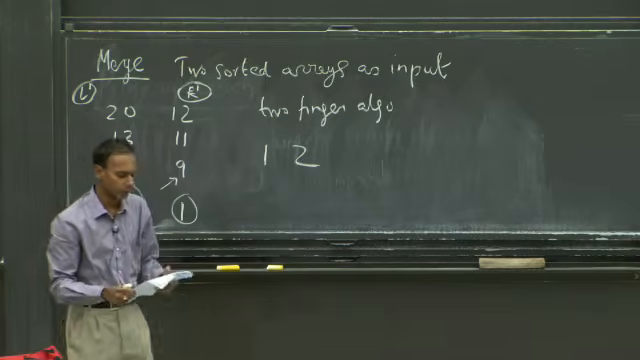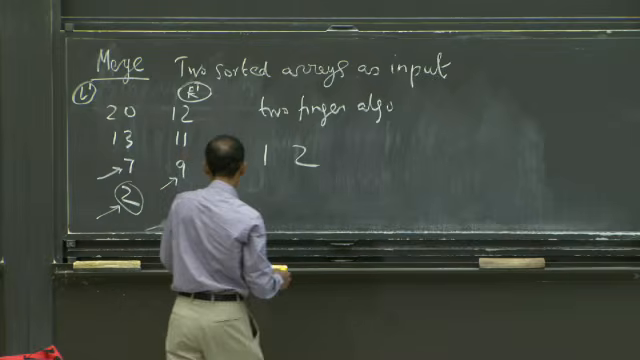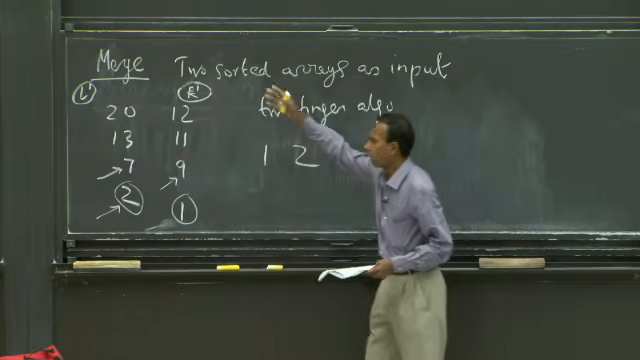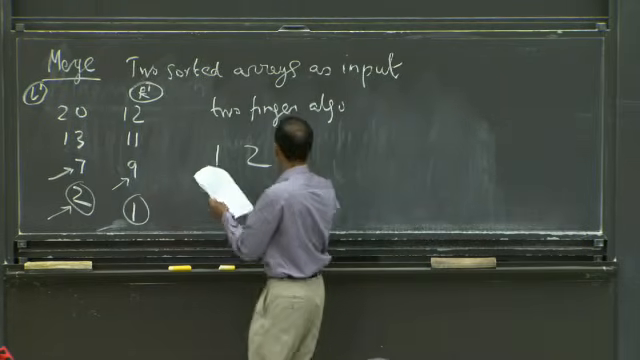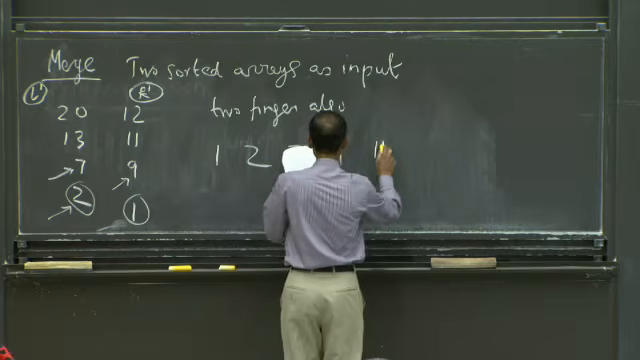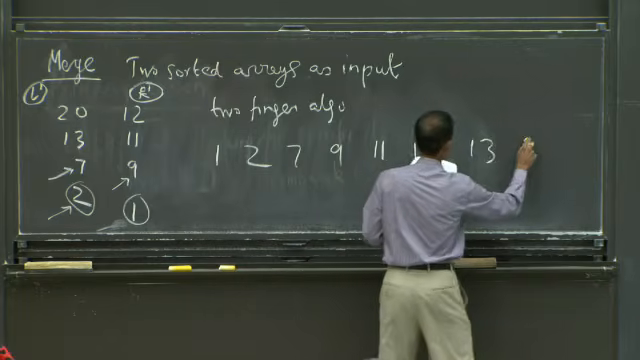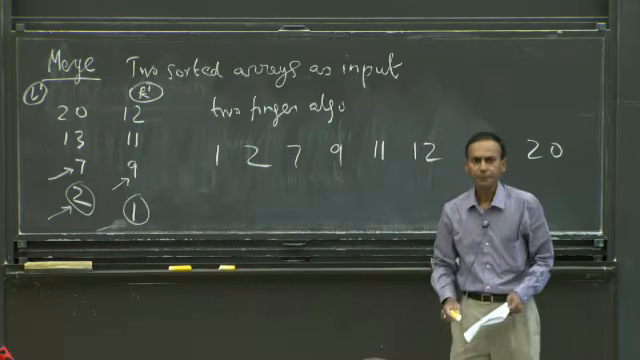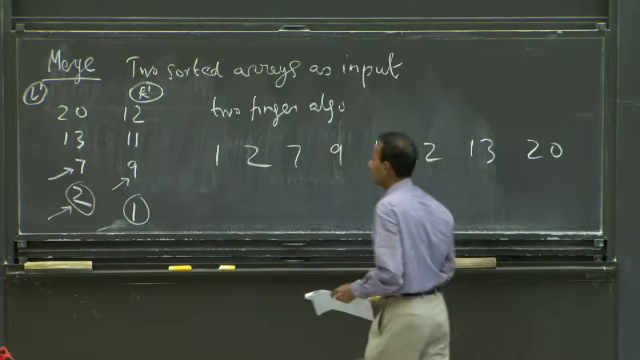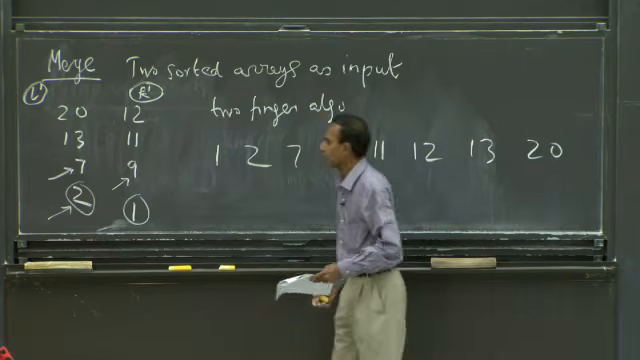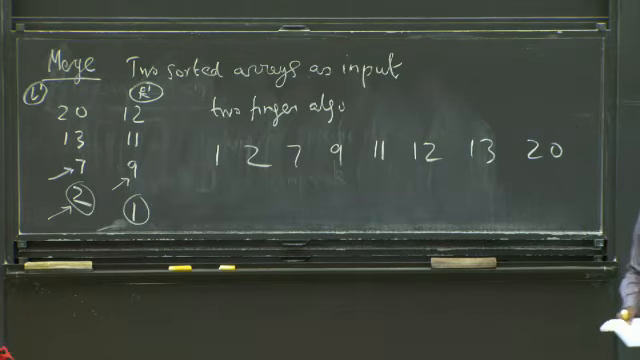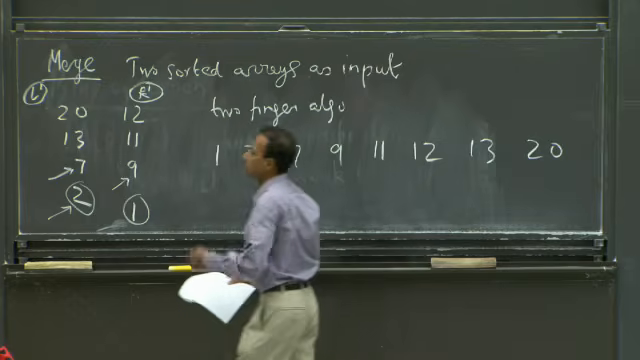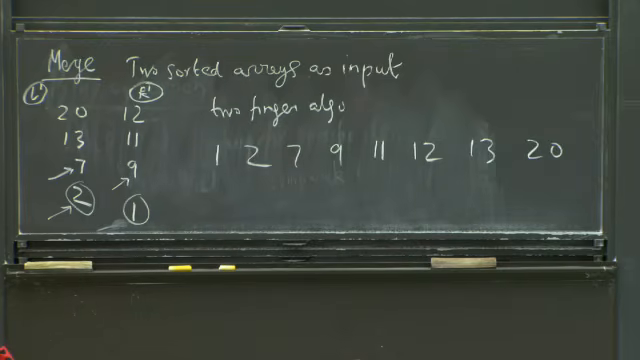I won't bore you with the rest of the steps. It's essentially walking up these two arrays with a couple of pointers, and you're writing down 1, 2, 7, 9, 11, 12, 13, 20. Okay? And that's your merge routine. All of the work, really, is done in the merge routine, because other than that, the body is simply a recursive call. I mean, you have to obviously split the array, but that's fairly straightforward.